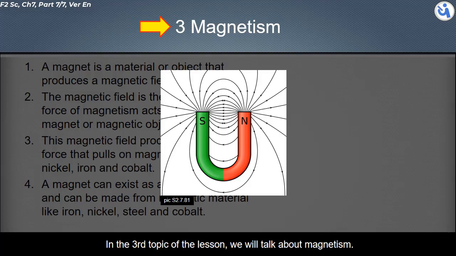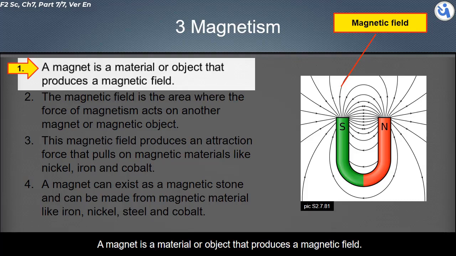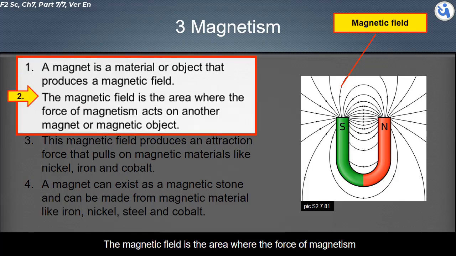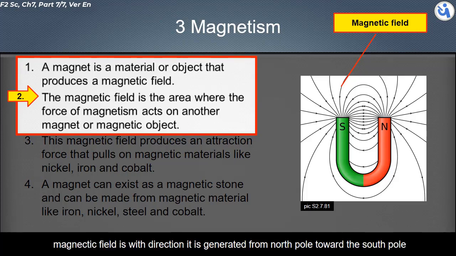In the third topic of the lesson, we will talk about magnetism. A magnet is a material, or object, that produces a magnetic field. This is the very important definition for magnet. The magnetic field is the area where the force of magnetism acts on another magnet, or magnetic object. Magnetic field has direction, it is generated from North Pole toward the South Pole.